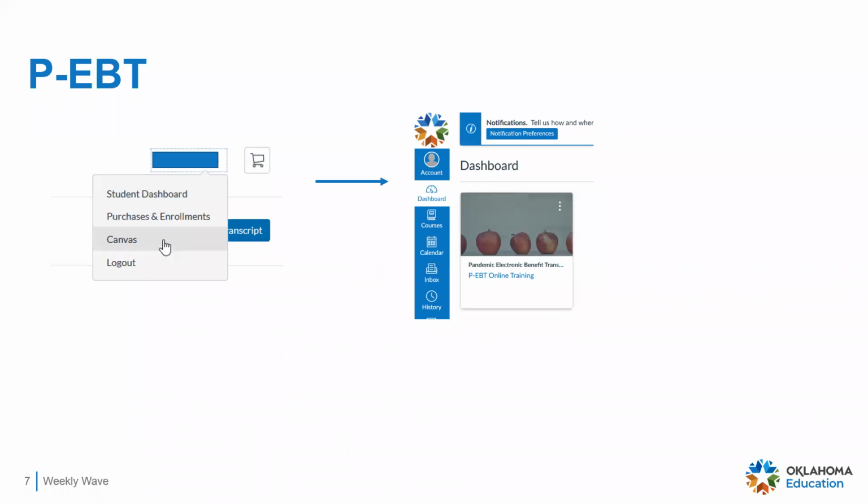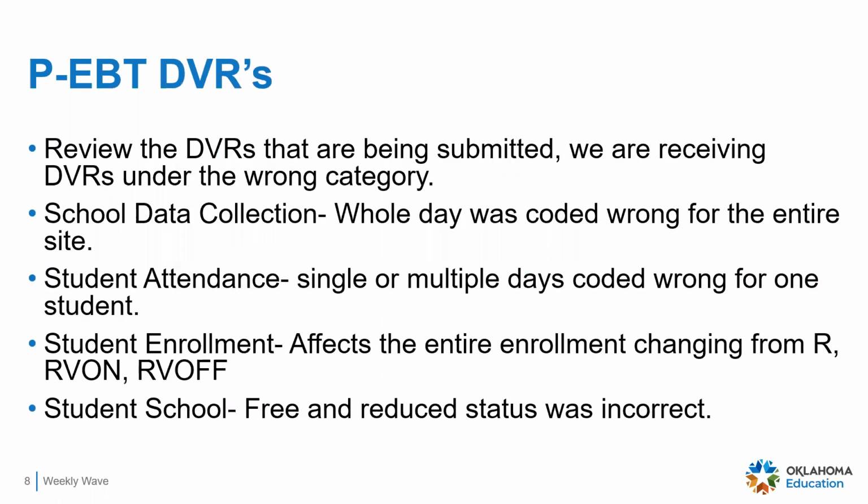Once you're enrolled, this is what you're going to see on the slide. I want to go over a little bit about the DVRs themselves, because we're processing those, and we're finding that we're receiving some DVRs under the wrong category. So please be sure that if the whole school day was coded wrong for the entire site, you put it under school data collection. If it's one student that has single or multiple days coded wrong, it's going to be under that student's attendance. And student enrollment is if their enrollment changed from residence, RV on, RV off. Granted, we don't use those codes now, but this is back from school year 2021.